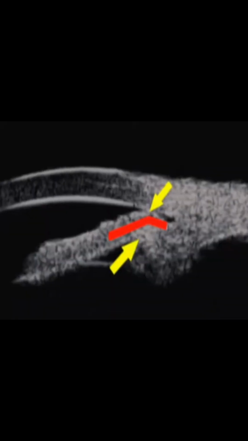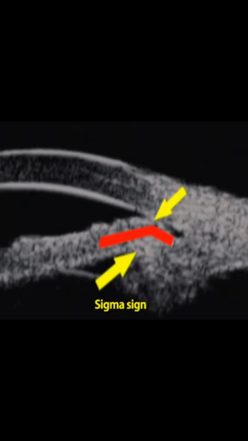The physical presence of the lens behind the iris plane holds the iris in position and tries to prevent posterior movement of the central iris. As a result, a sinuous configuration occurs, termed the sigma sign.